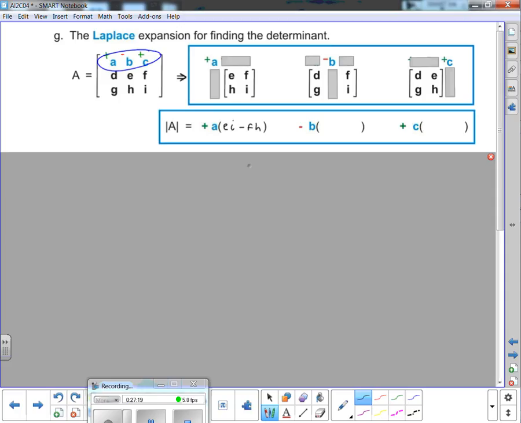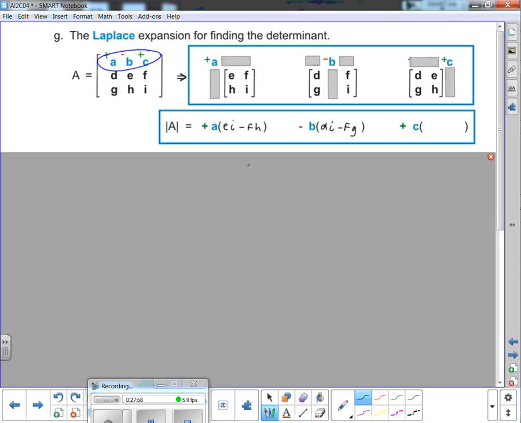Okay, there's a big gap, and the only reason there's a big gap is I want it to stay underneath the B. So now I'm doing the B. So look back at the original. So I got to cross out the rest of B's row, right? And the rest of B's column. And see what's left? DF, GI. You follow? And now what's the determinant of DF, GI? D times I minus F times G, right? D times I minus F times G.